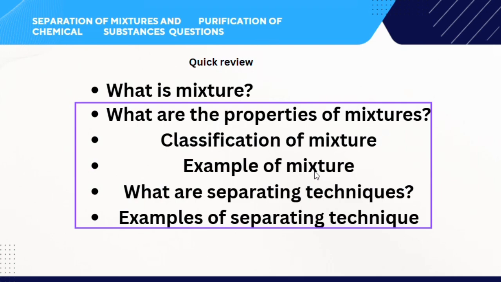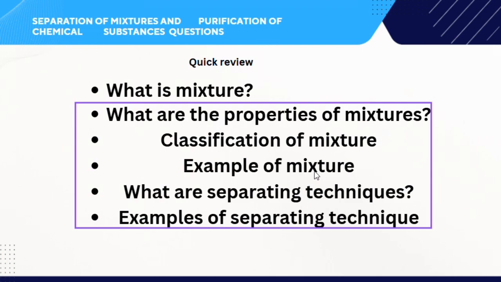So, what are separating techniques? Separating techniques are the methods that we use to separate the components of a mixture into their individual distinct components. A mixture, we said, contains different components that do not react together chemically. So separating techniques are those methods that we use to separate the components into their individual, distinct and pure state, leveraging their differences in physical properties.